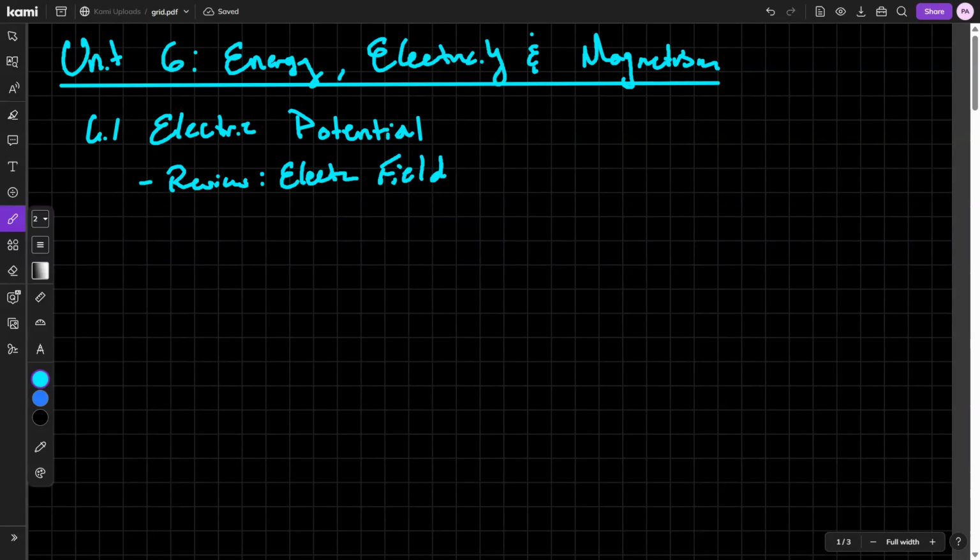So this is Unit 6. We are covering energy and marrying it with the ideas of electricity and magnetism. We just did it with gravity in the last unit, and now gravity and motion. Now we need to do it with electricity and magnetism. And so the first part of it is electric potential.